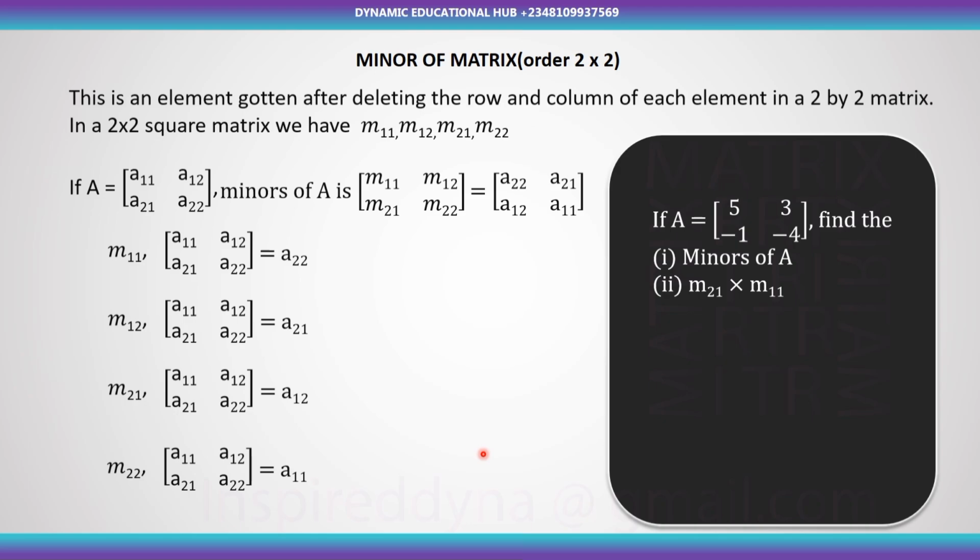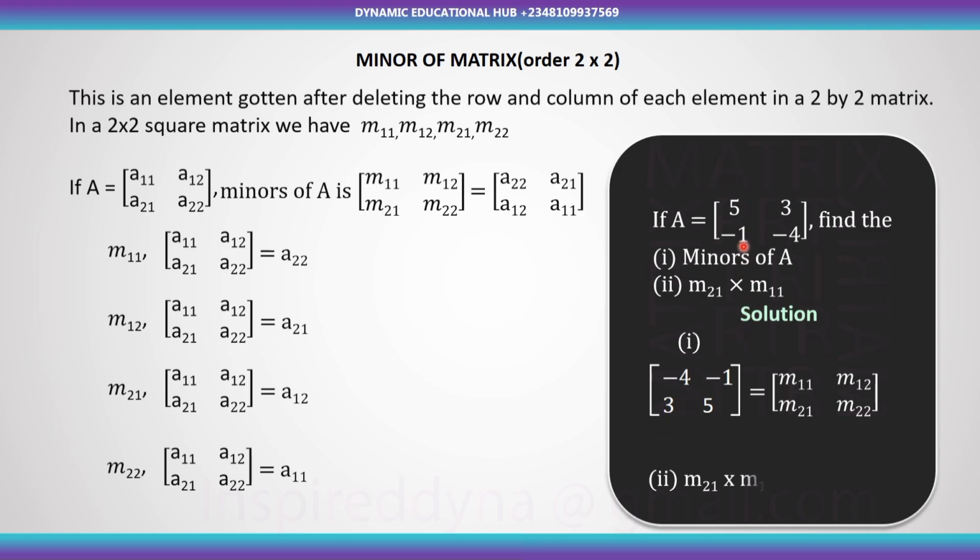Let's quickly look at this example. If A is equal to this matrix, find the minors of A. We should also find M21 times M11. To solve that, we have our matrix. Let's use the fastest method. Let's swap the diagonals, and we have our minor, which is M11, M12, M21, M22. This is the minor of A.